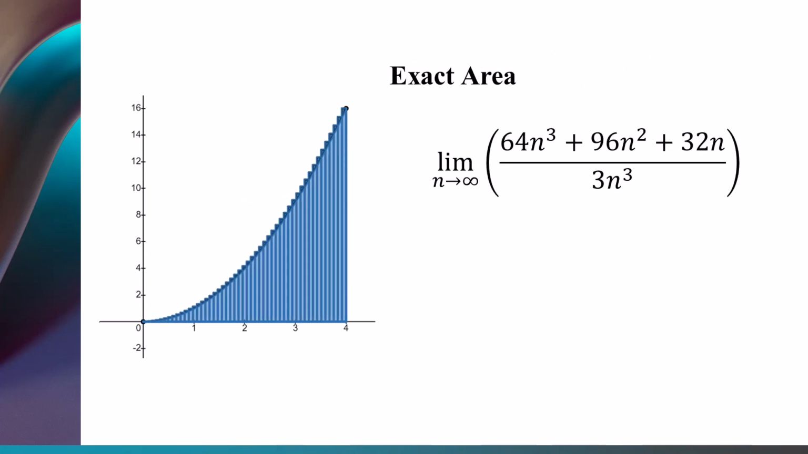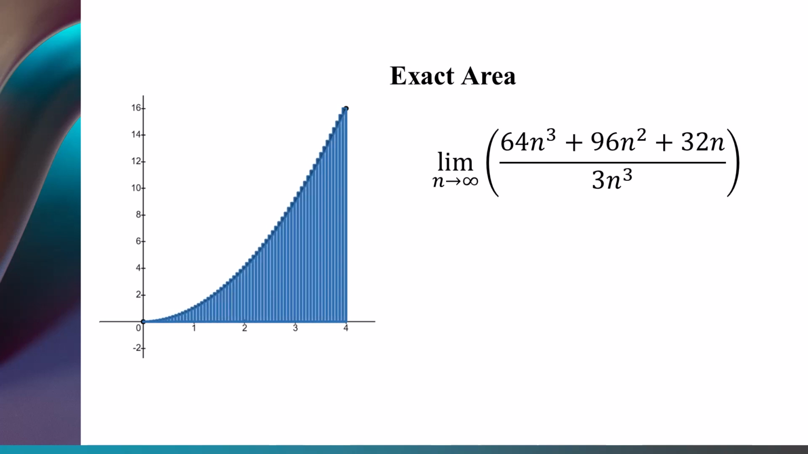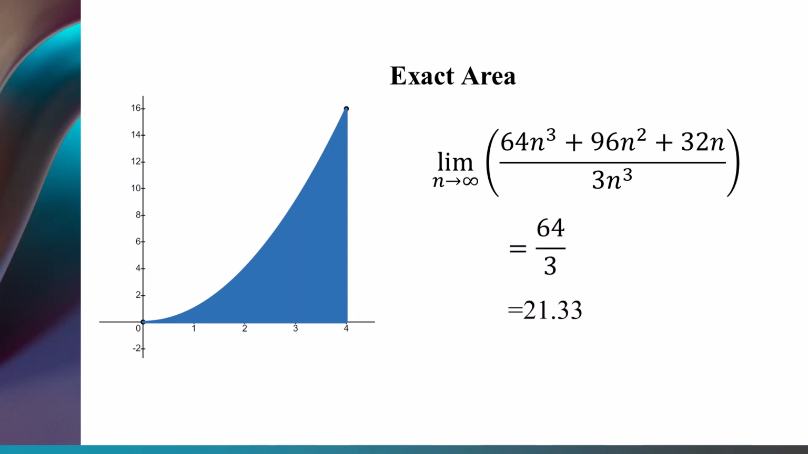As we use more and more rectangles, as expected, we're reducing the overage area. So it seems logical that the exact area is obtained when the number of rectangles approaches infinity. That is, the exact area of the region is given by the limit as n approaches infinity of 64n cubed plus 96n squared plus 32n over 3n cubed. Now we find that this is equal to 64 over 3, which is 21.33. It seems somewhat remarkable that we can find the exact area of such an irregularly shaped region.